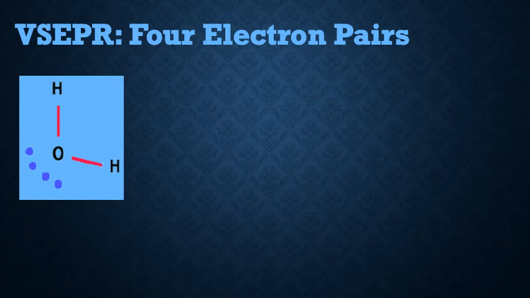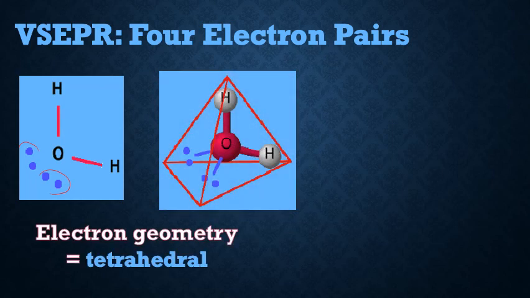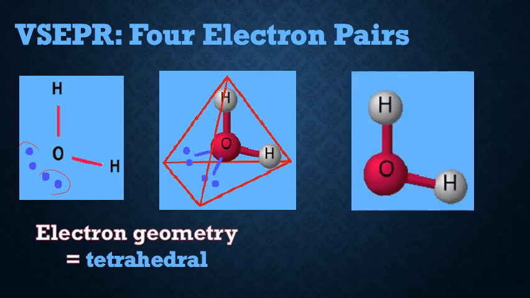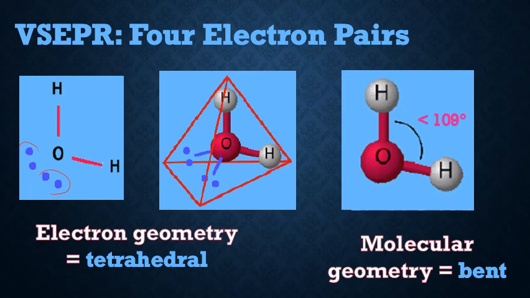Still looking at water, notice the four things on the central atom. We have two lone pairs, two bonds. Four things around the central atom automatically makes the electron geometry tetrahedral. But because it has two lone pairs, the molecular shape ignores the lone pairs, and we end up with a molecular shape that is bent and a bond angle of less than 109.5 degrees.